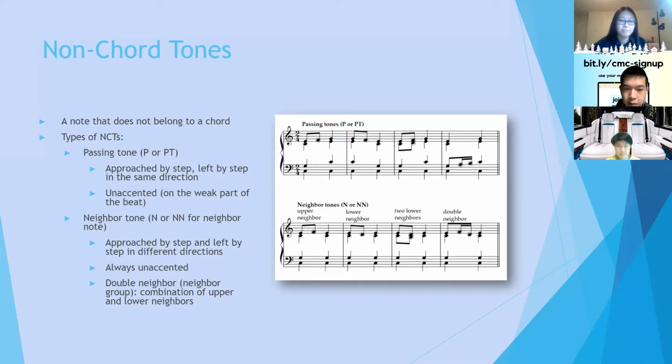The neighbor tone, which is abbreviated N or NN for neighbor note, is a non-chord tone that is approached and left by step in different directions. And like the passing tone, it's always unaccented. So you can have an upper neighbor that goes up and then down. And then you can have a lower neighbor that goes down and then up. Or you could have two lower neighbors, which sounds like this. Or you can have a double neighbor or a neighbor group, which is a combination of upper and lower neighbors, which sounds like this. You'll often find double neighbors in instrumental music as opposed to vocal music.